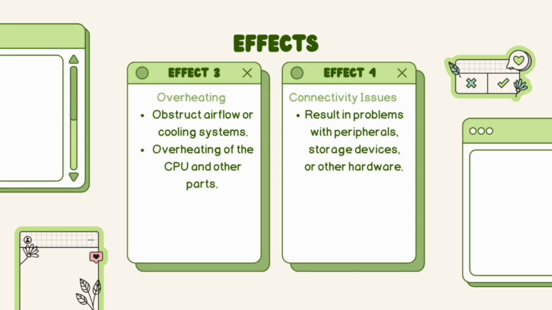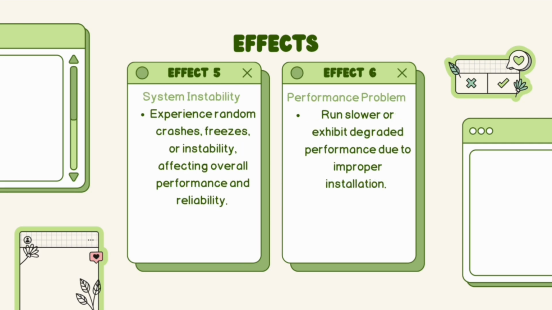Fourth, connectivity issues. Loose or disconnected cables and components may result in problems with peripherals, storage devices or other hardware. Fifth, system instability. You might experience random crashes, freezes or instability affecting overall performance and reliability.